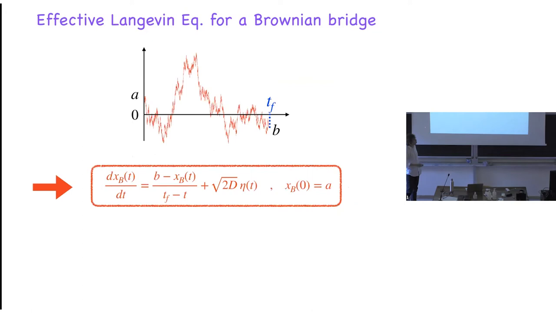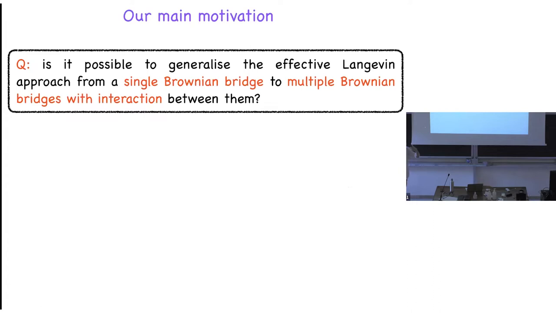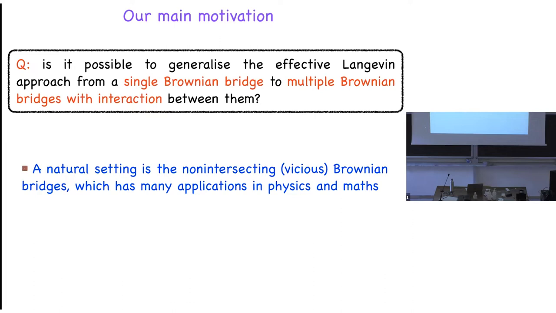So it's already quite nice, but what we wanted to do is to go a bit beyond that. The question we ask is whether it's possible to go beyond the single particle case and look at collections of interacting particles and see how one can extend these kinds of techniques. A natural extension is our preferred non-intersecting Brownian motion, which has this kind of hardcore repulsion. And as we know, this has very nice applications in math and physics. I will not, of course, do an exhaustive list of that. Many of us have worked on these models.